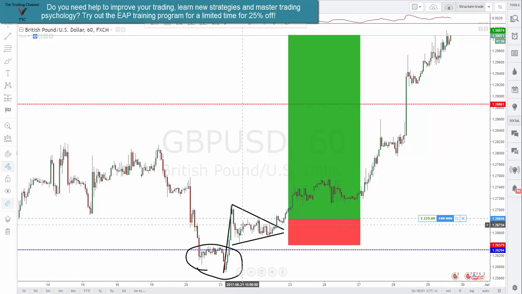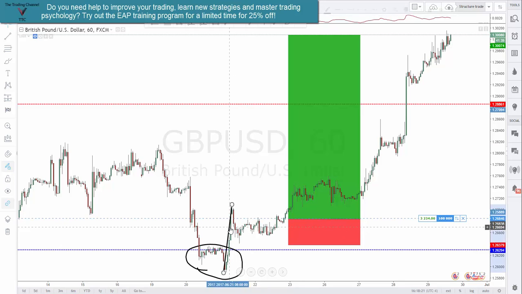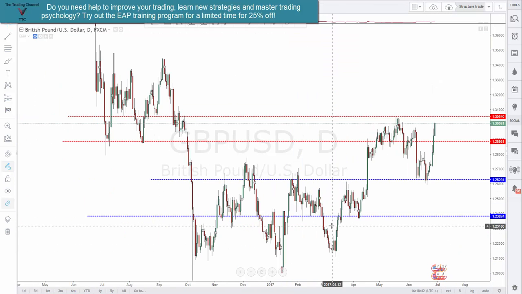This so far has been a very nice trade, but we have to look at the future, guys. We have to go ahead and be prepared for the next move here on the pound dollar. So let's go ahead and zoom back out to a daily chart and start our structure-based analysis there. All right, guys, so here we are out on the daily chart.